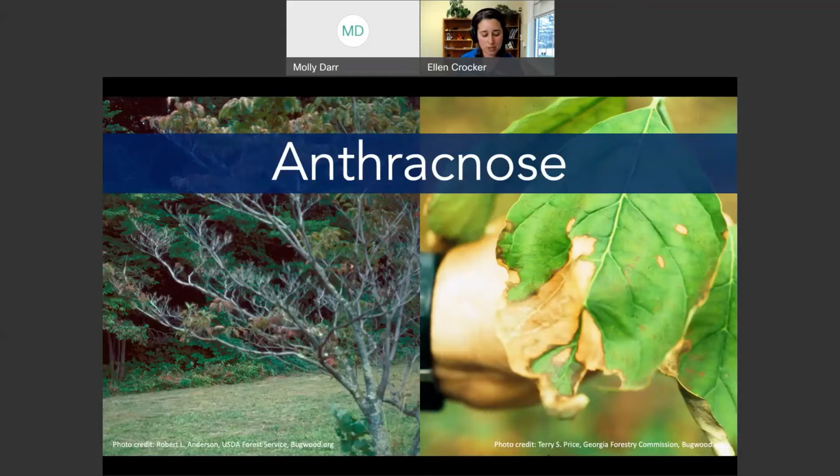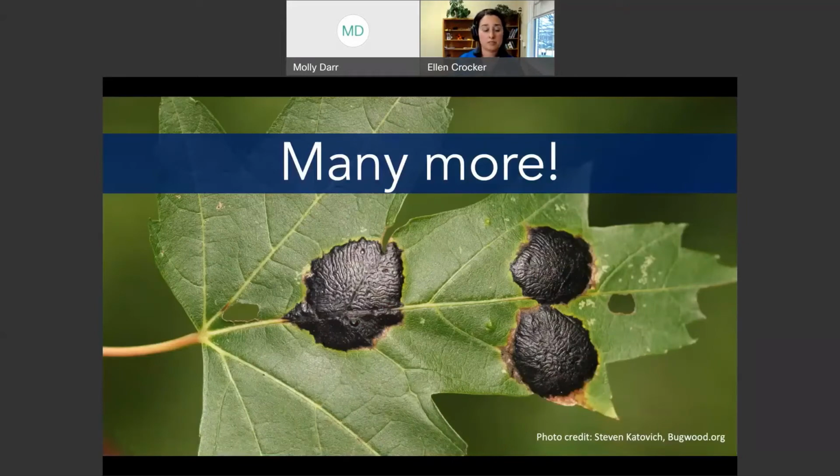Now, I've just shown you two species that I think are being more severely impacted by anthracnose. Most of the time, treatment isn't really warranted for anthracnose. There are some fungicides that are possible, but it depends on the tree and the level of severity. And that's really something that needs to be done preventatively before those trees leaf out, not after the trees are already really compromised. So there are many more.